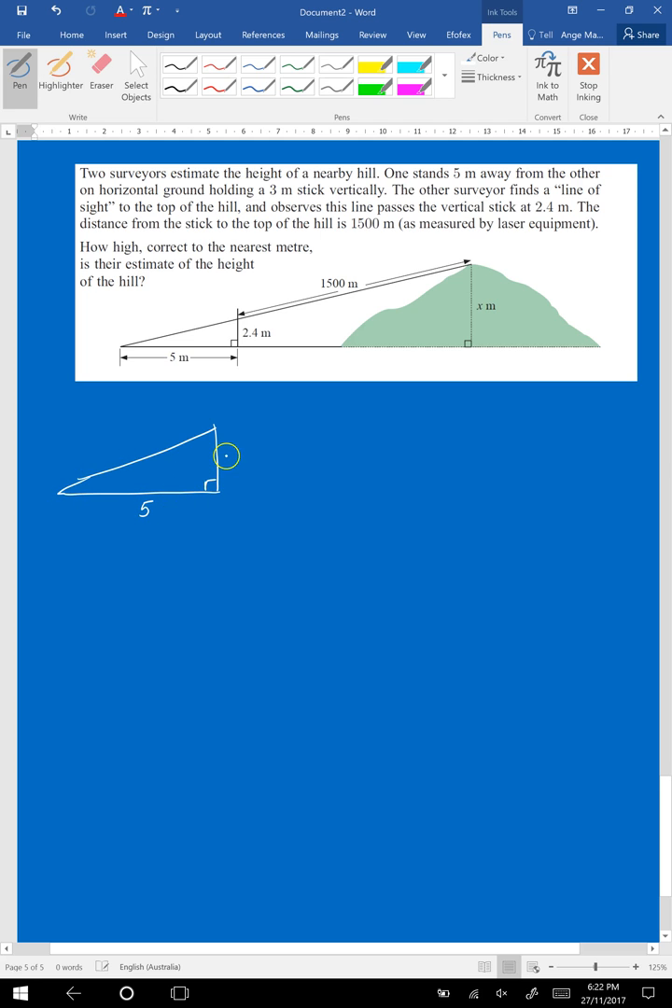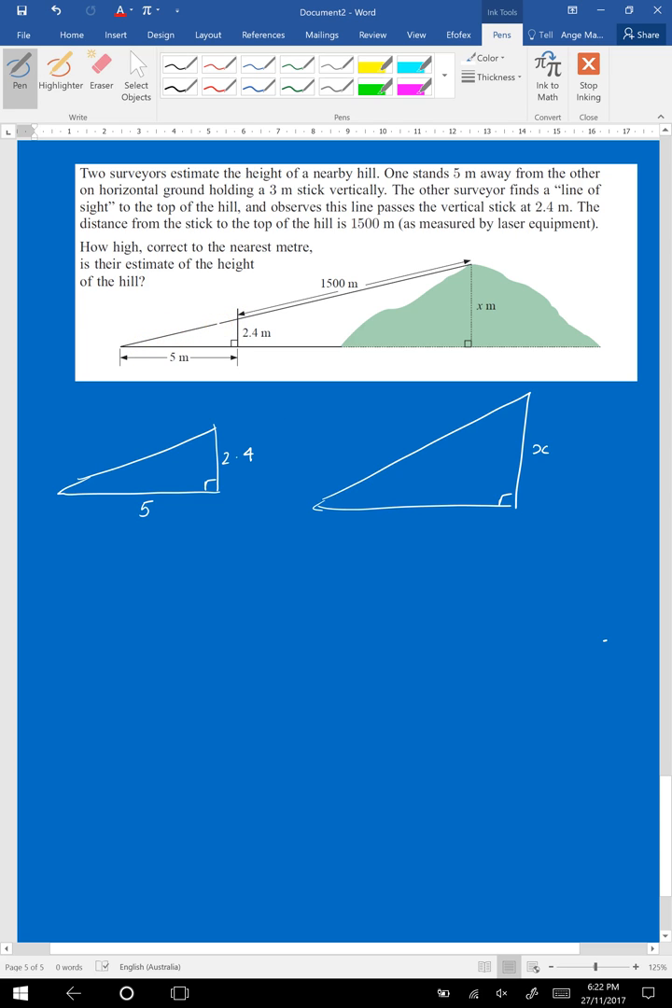We've got 5, we've got 2.4, then we've got our big triangle, where this is the height of the hill that we want. And what else do we know? Well, we actually don't know this whole distance, do we? We know that part of it is 1,500, but we don't know this little bit here.